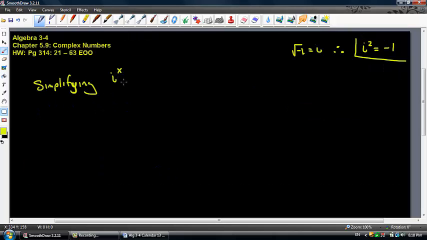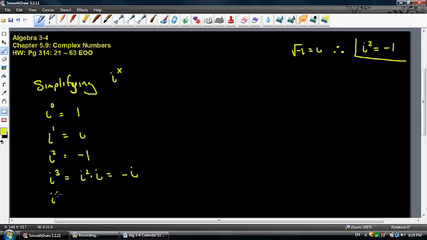Simplifying I to the x power is basically like simplifying I to some kind of crazy power. But let's take it easy at first. If I say I to the 0 power, well, that's 1. Anything to the 0 power is 1. I to the first power is I. I squared is negative 1, right? We learned that from our definition up here. I to the third is I squared times I, which is negative 1 times I, which is negative I.